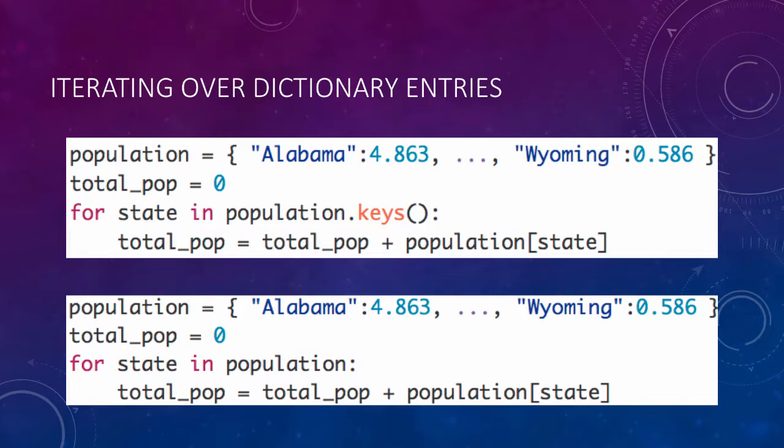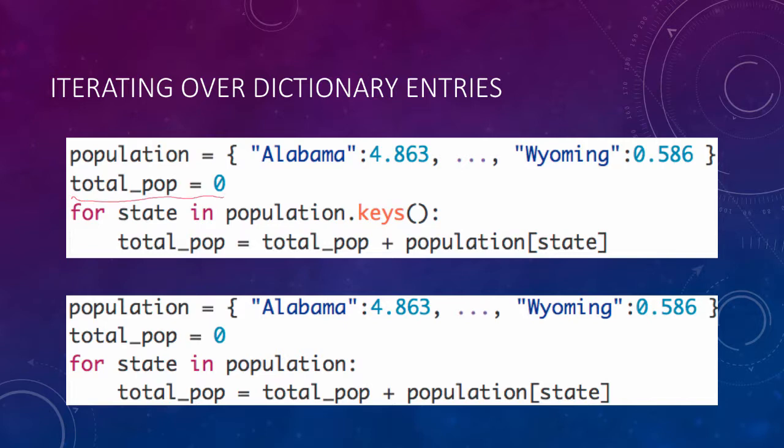So here is the population. This time I'm associating the population in millions with the state. So Alabama is 4.86 million. Wyoming is 0.58 million. Okay, so those are just numbers. This is a dictionary that maps. The keys are strings, but the values are numbers. And I'm going to try to find the total population of the country by adding up the populations of the states. So how do I add up all the elements of a list?